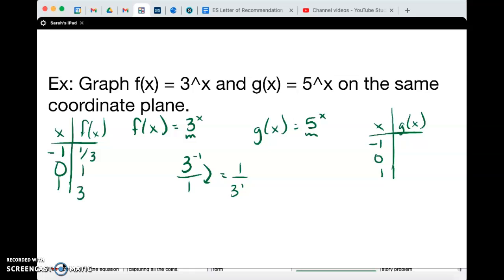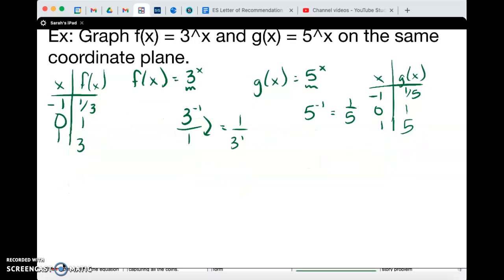Okay, do the same thing if I'm plugging -1 in for x, for g of x. I have 5 to the -1st, which is 1/5. 5 to the 0 power. Yeah, and then 5 to the 1st is 5. Okay, so just making a graph really quick.